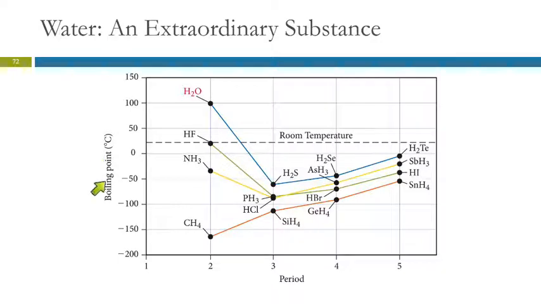Here we see the boiling point versus the period in the periodic table. So here we have period 4 elements, compounds formed with hydrogen. This is group 4, and the periods 2 through 5. We see as you go down the periods, the boiling point increases because the size of the molecule increases, and so the dispersion forces are greater.